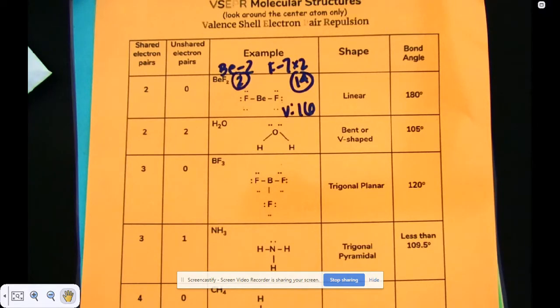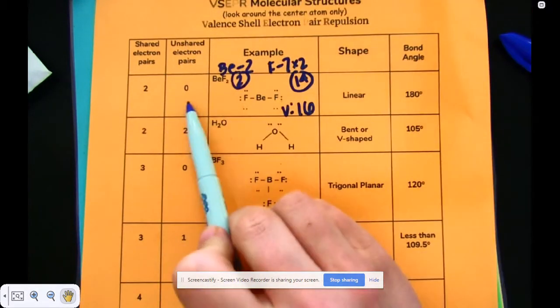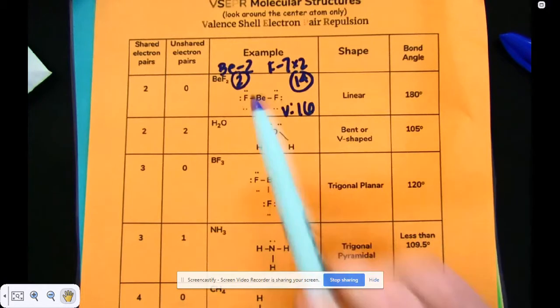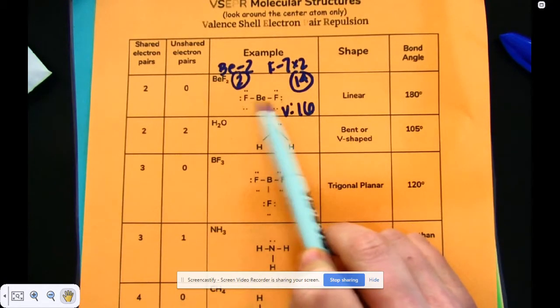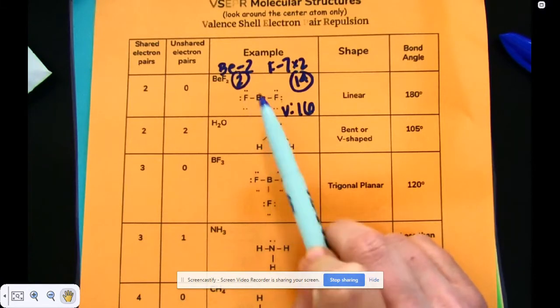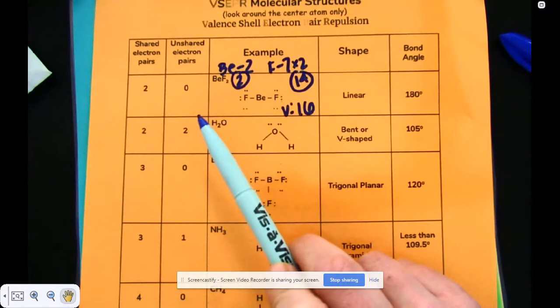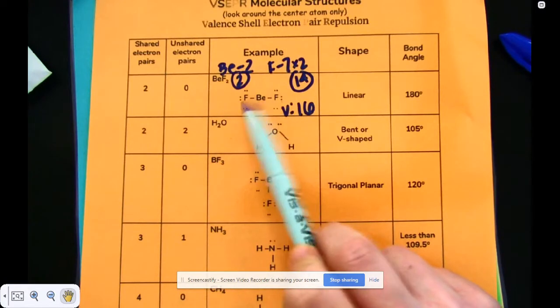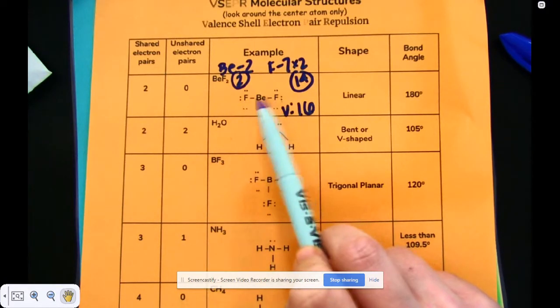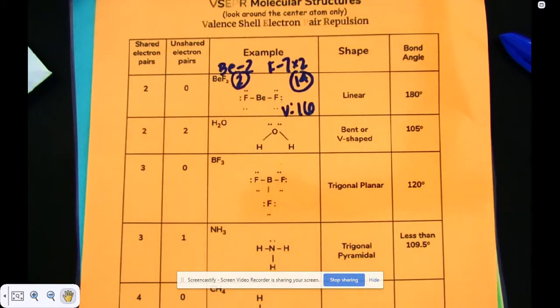So if something has 2 shared electron pairs and 0 unshared pairs, it will be linear. Notice here, beryllium has 2 shared electrons and no dots around it. As long as there's no dots around it, it will be a linear shape. There are 0 unshared pairs because these fluorines are going to be equal. Their repulsion against one another is going to be completely equal, and therefore it will be straight.